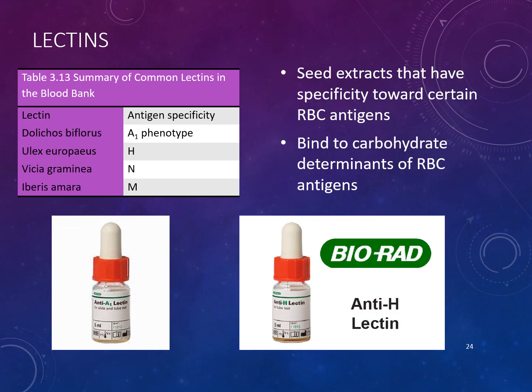Lectins are seed extracts that have a specificity towards a certain red blood cell antigen. What they do is bind to the carbohydrate determinants of those particular red blood cell antigens. These reagents are used more or less when you're troubleshooting certain patients. We'll learn a little more about how these are used in later lectures.